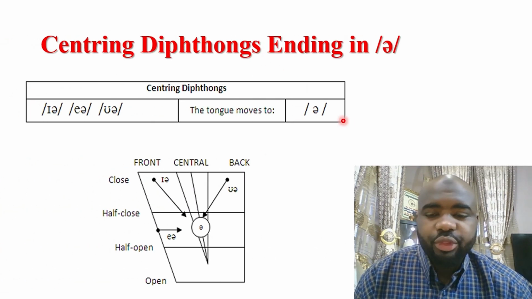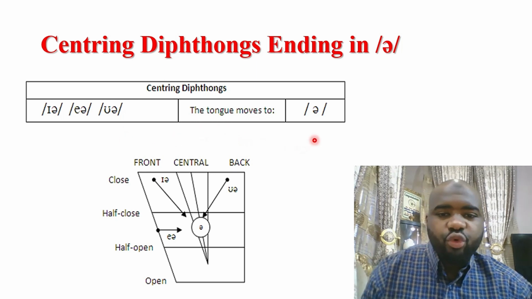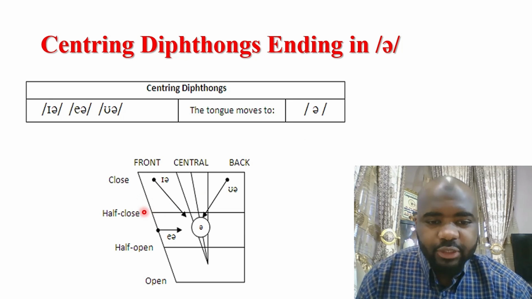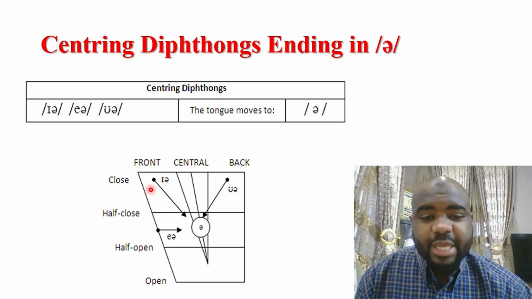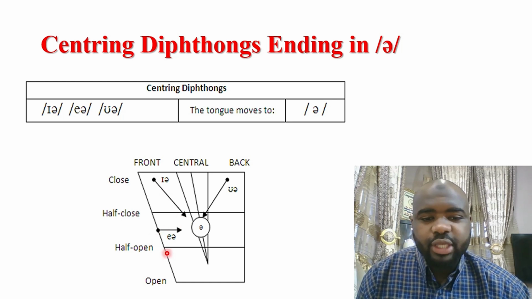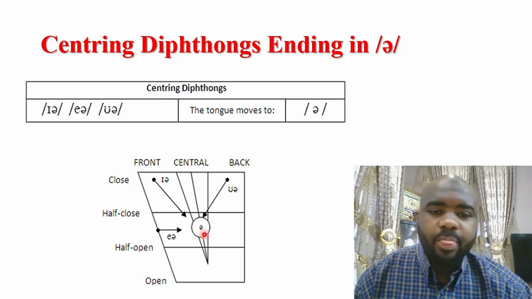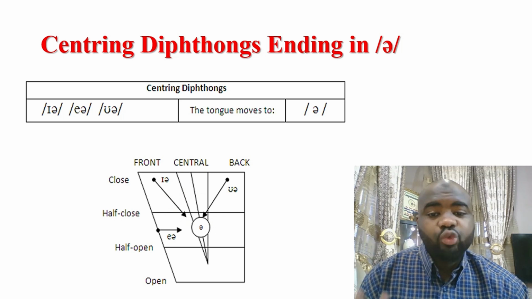Now, this is the first one we're going to talk about: the sounds that end in schwa. These are the three sounds. The tongue will move to schwa at the final end. The first one is the closing e sound moving to schwa: ear, ear. The second one is air, air. And the third one is ua, ua. Two are closing endings with schwa and one is a half close, half open ending with schwa. This is the first category of sounds we're going to look at.